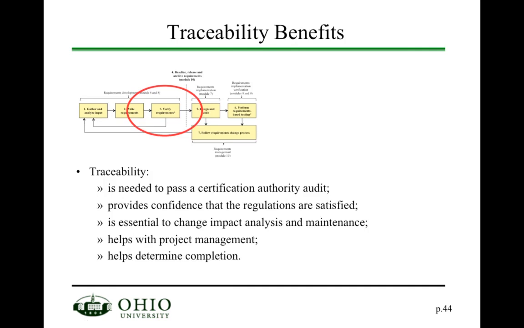Okay, so traceability benefits. You really need it. Its importance is often underestimated. You really need it to pass certification authority audits. It provides confidence that the regulations are indeed satisfied. You can easily see, if I want to make a change or perform maintenance, what impact it will have. Then it helps with project management. I can see, okay, are all my requirements traceable to some other requirements?